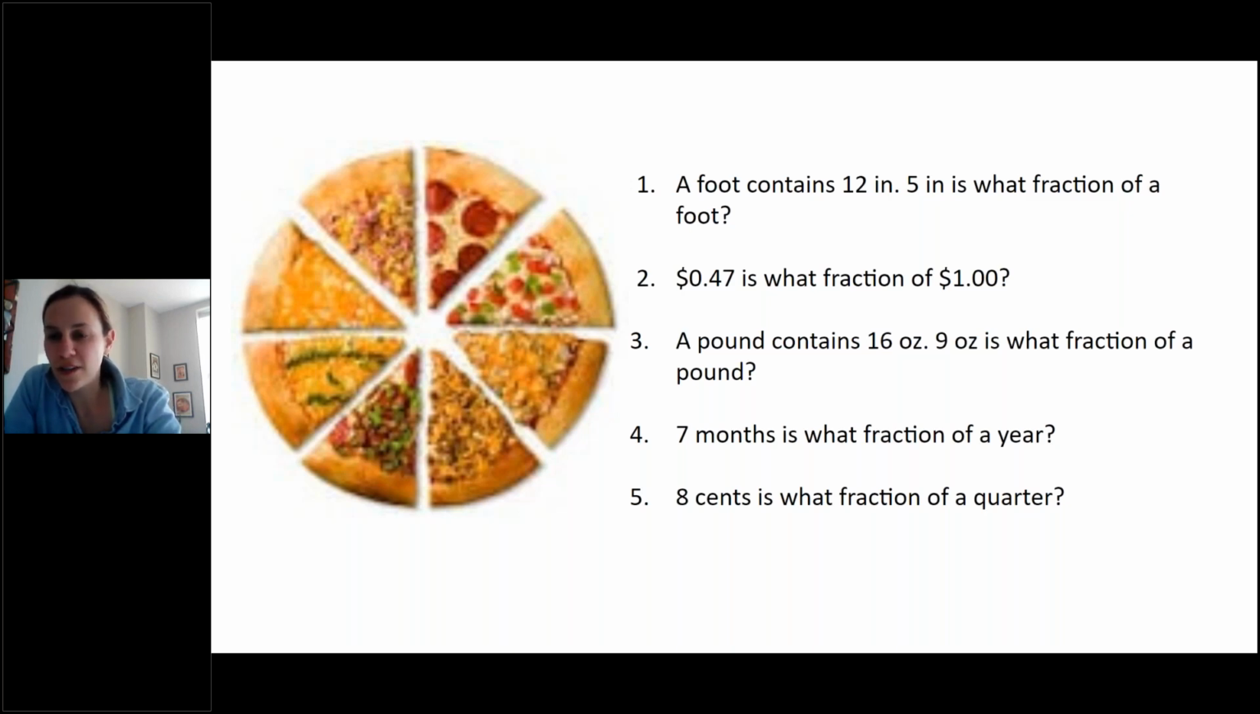And here are just 2 more examples for you to think about. 7 months is what fraction of a year? How many months in a year? We know there's 12, so 7 over 12. 8 cents is what fraction of a quarter? How would I write that fraction? I would put the 8 in the numerator, in the top, and I would put the quarter, 25, in the bottom. So 8 over 25.